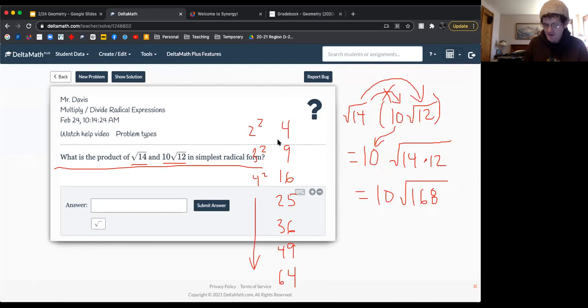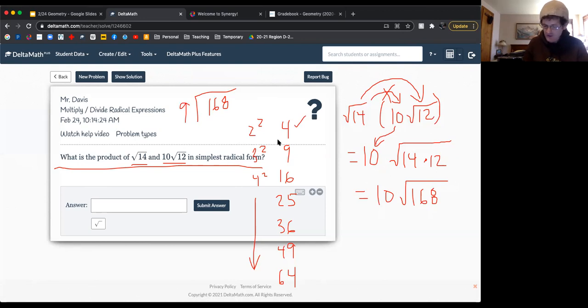So I'm going to do 168 divided by 4, and you get 42. So that's good, but I think I can do better. I think there's going to be another number that can factor into this. So let me try 9. So I'm going to divide this by 9.